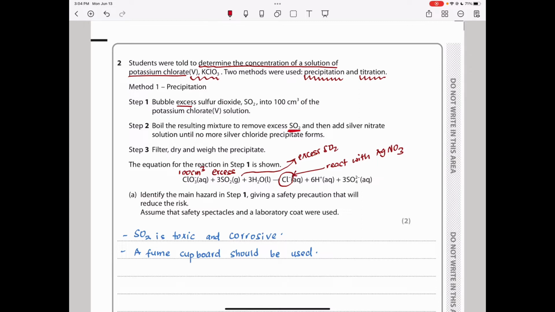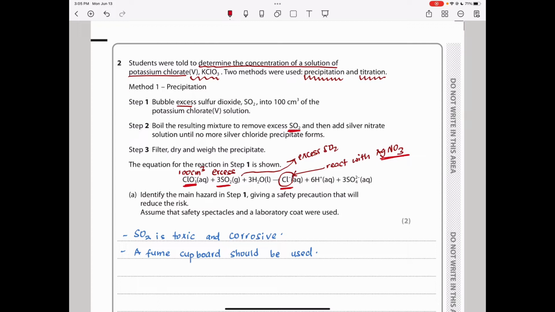This is again using the precipitation reaction to determine the concentration of potassium chloride. So here you follow the reaction, find the number of moles of one, and then use the mole ratio to predict the other. So next they say filter, dry, and weigh the precipitate. The equation for the reaction in step 1 is as shown below. Again, for step 1, you bubble excess sulfur dioxide into 100 centimeters cubed of potassium chloride. So we know this is going to be 100 centimeters cubed, and this is going to be the excess. And in the end, we will form the chloride, which is going to react with silver nitrate to form silver chloride, which will be the crystals we're going to obtain.